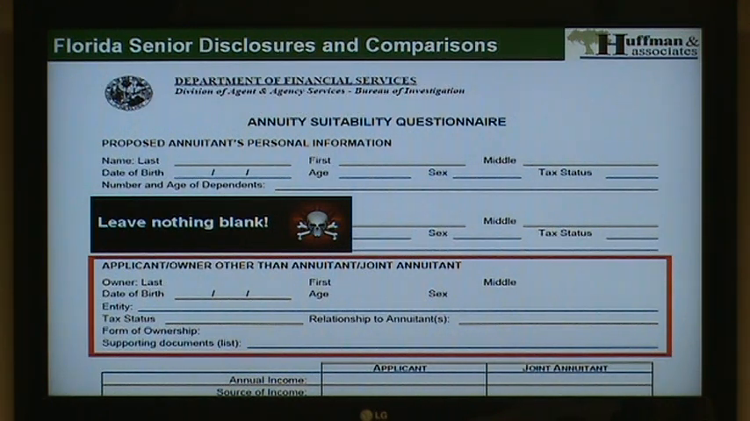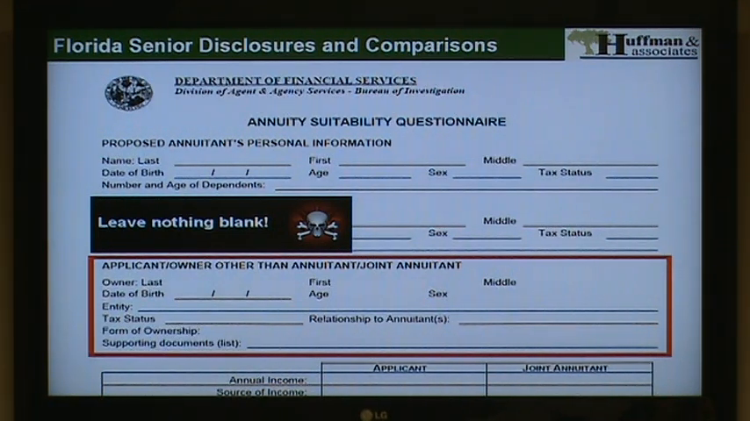The owner name. If the owner is a natural person and doesn't use a middle name or initial, answer NA. If the owner is a non-natural person, such as a trust, the last name should be the entity name with the first and middle names answered NA. Date of birth. If an entity, use the creation date of the entity. Age. The owner's age on the day the form is completed. For an entity, answer NA.